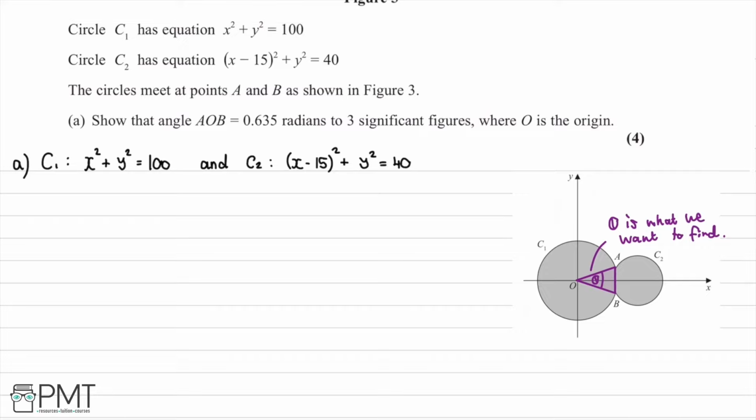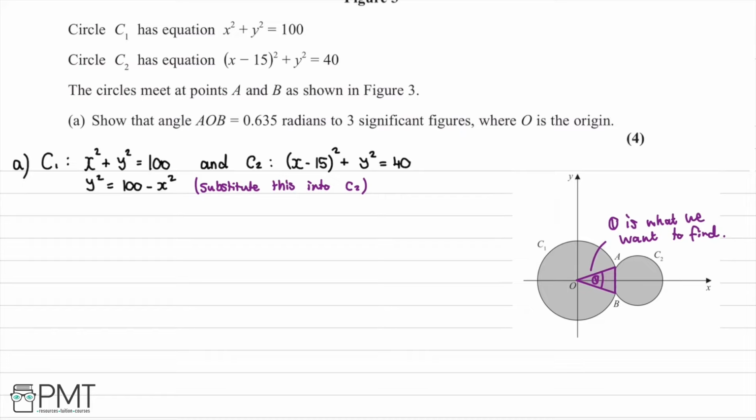So the first step to be able to do this is to work out the points A and B. So how are we going to do this? Well, we can take one of our equations and substitute it into our other one. So we can rearrange this first equation to have that y squared is equal to 100 minus x squared. And then what we're going to do is substitute this into C2.